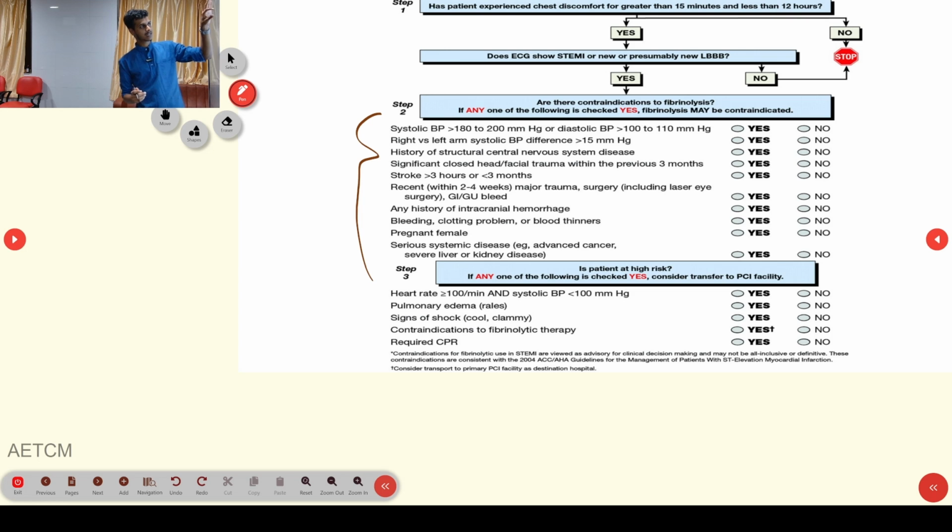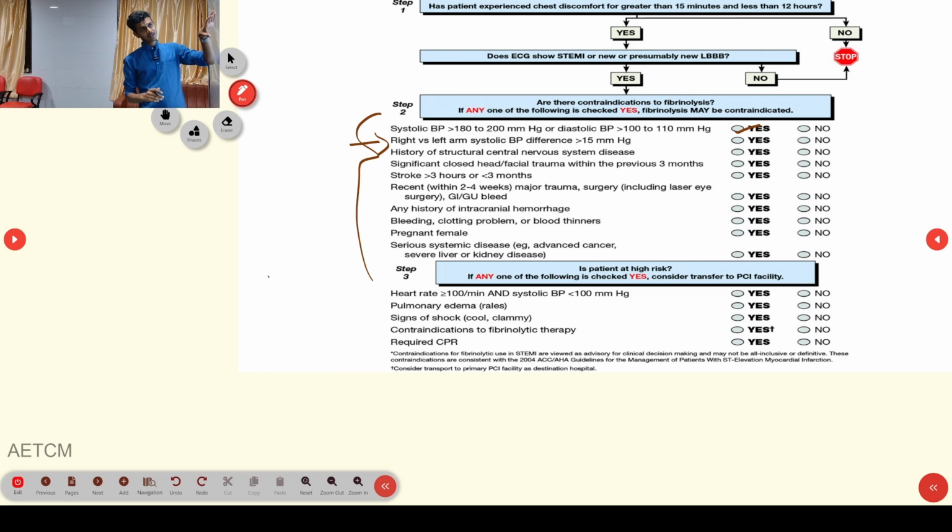Like systolic BP more than 180 to 200 mmHg, or diastolic BP more than 100 to 110 mmHg, and interarm, that is the right and then left arm, systolic BP difference more than 15 mmHg. Likewise, this is the checklist for contraindication for fibrinolytic therapy that you have to check. If yes, straight away you have to transfer the person to where percutaneous coronary intervention is available. That facility you have to give first priority.